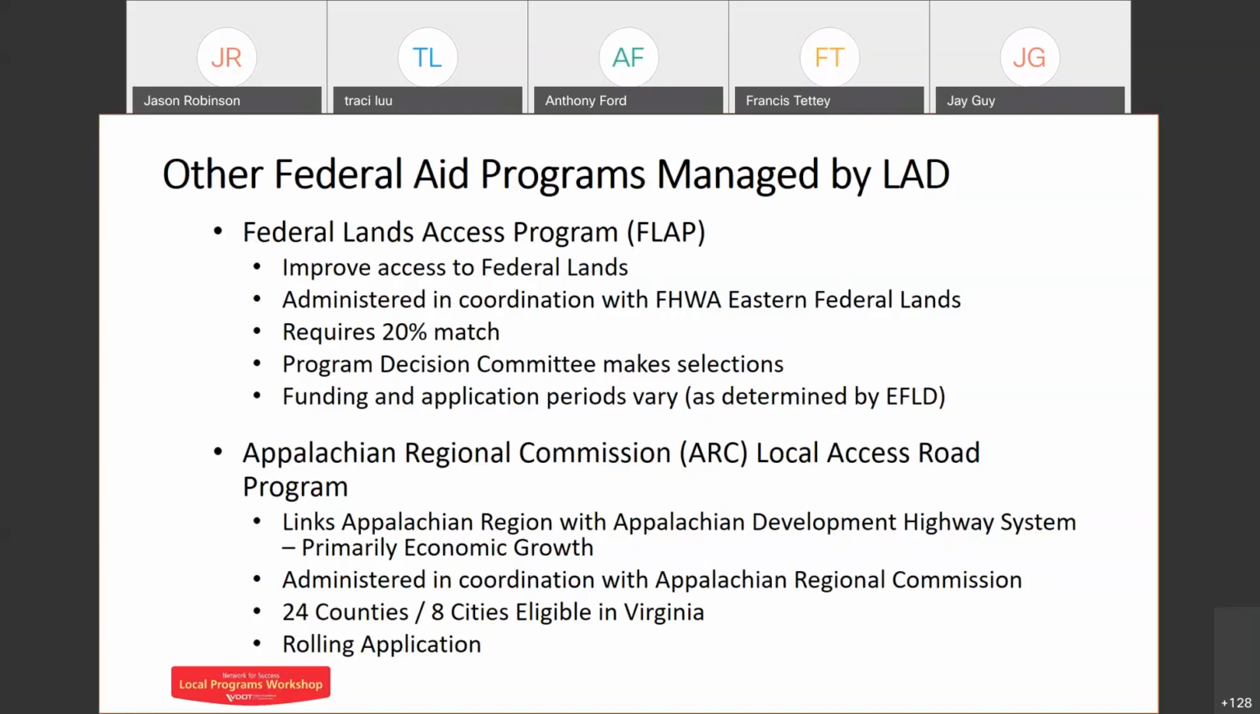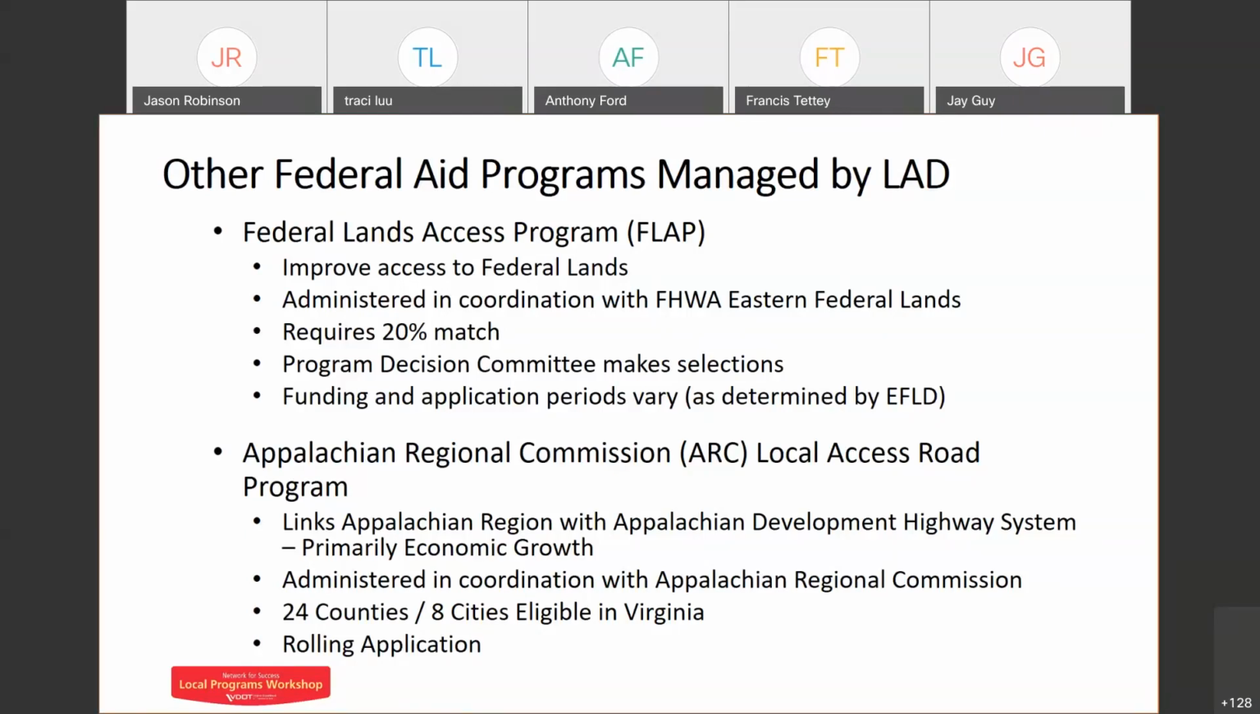But under the ARC program, or Appalachian Regional Commission program, again, I would argue that's kind of like FLAP. We haven't had a ton, although we have had a few in our district. I know some other districts have had some success with that. There are 24 counties and 8 cities eligible. Not every locality is eligible for ARC funds.